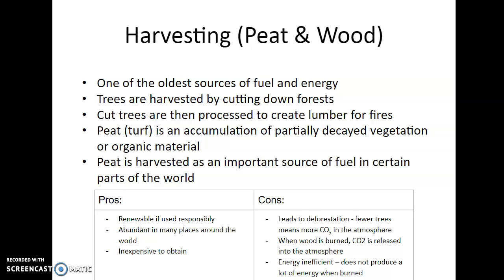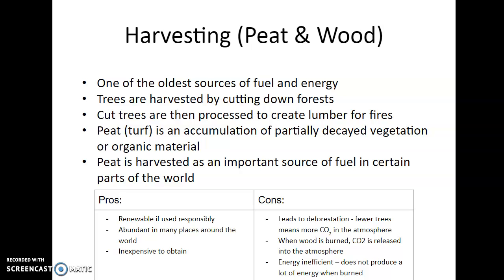So the pros of this is that they're renewable if they're used responsibly, because peat and trees, they grow back, but we'd have to replenish them. So they are renewable, but we can't over-harvest. They're abundant in many places throughout the world, and it's not really expensive to get these things.